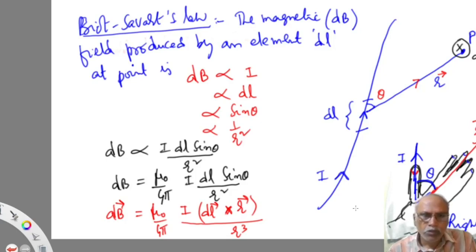On the right side of this dl element, the magnetic field is into the board. If we take a point on the left side of the conductor, the magnetic field is away from the board. I hope you are following.